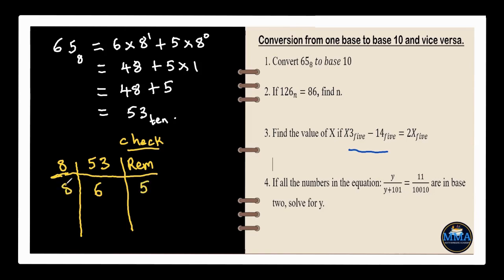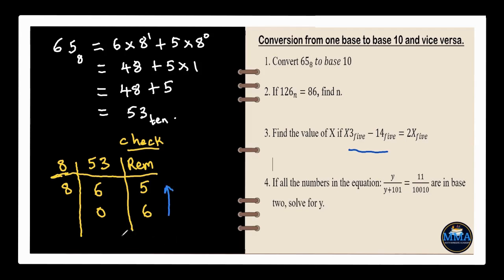Then again, we want to use 8 to divide 6, but because 6 is smaller than 8, that means 8 cannot fully go in that division. So what we are going to do now is to drop 0 here and bring down this 6 to this side. And then we will follow this arrow here from down up.